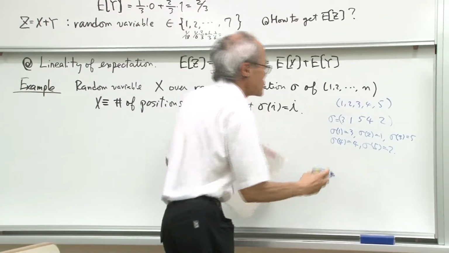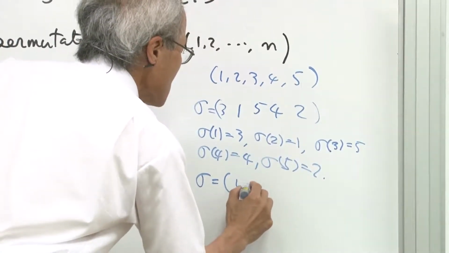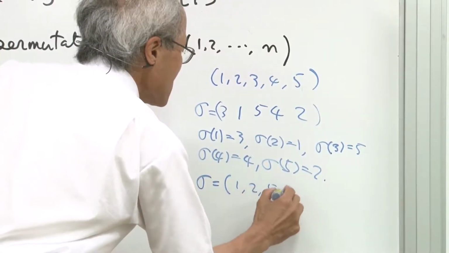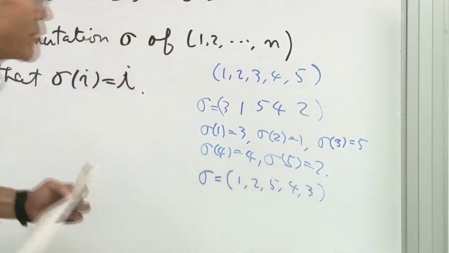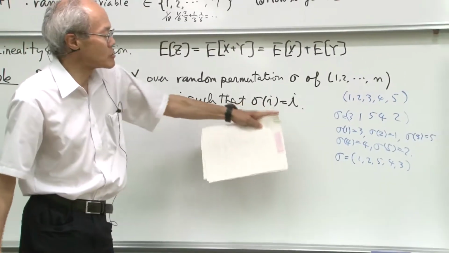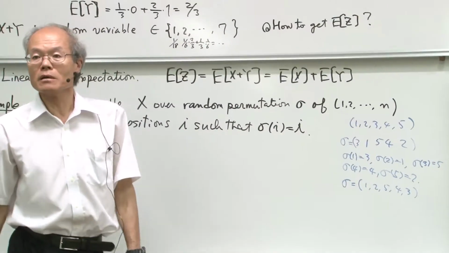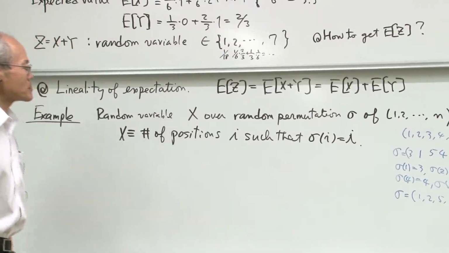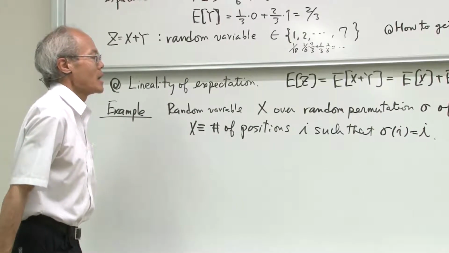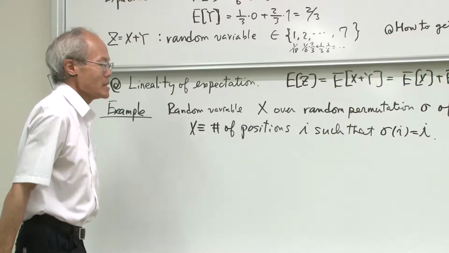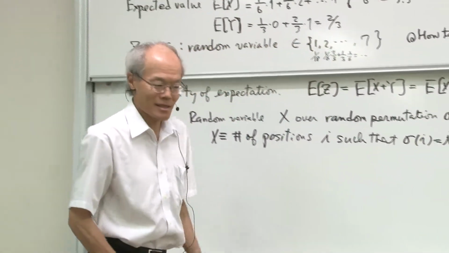If sigma is equal to, maybe, 1, 2, 5, 4, 3, then the number of positions such that sigma i is equal to i is equal to 3. Okay? So the x is the number of positions i such that the number does not change. Okay?